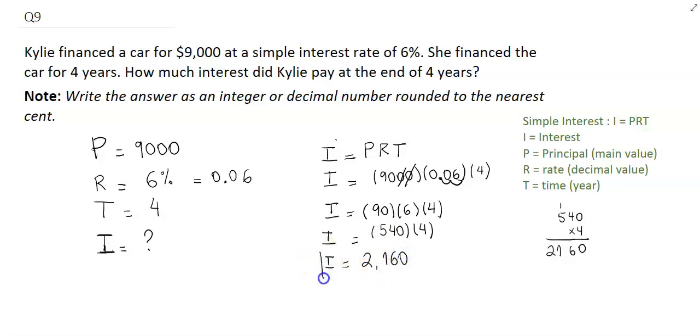$2,160. So it means that Kylie is going to borrow $9,000 to buy her car, which she is going to pay slowly over 4 years, and at the end she is going to pay back whatever this place that financed for her, $2,160 extra. Be very diligent identifying the variables before you use the equation.